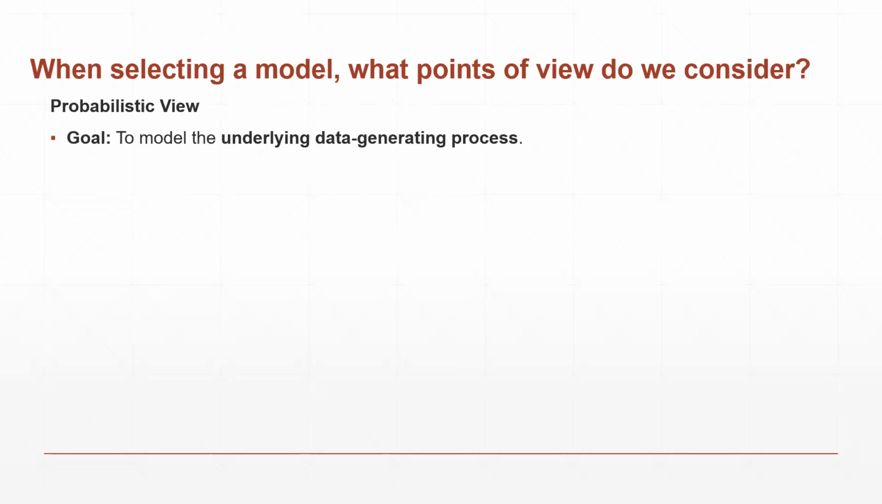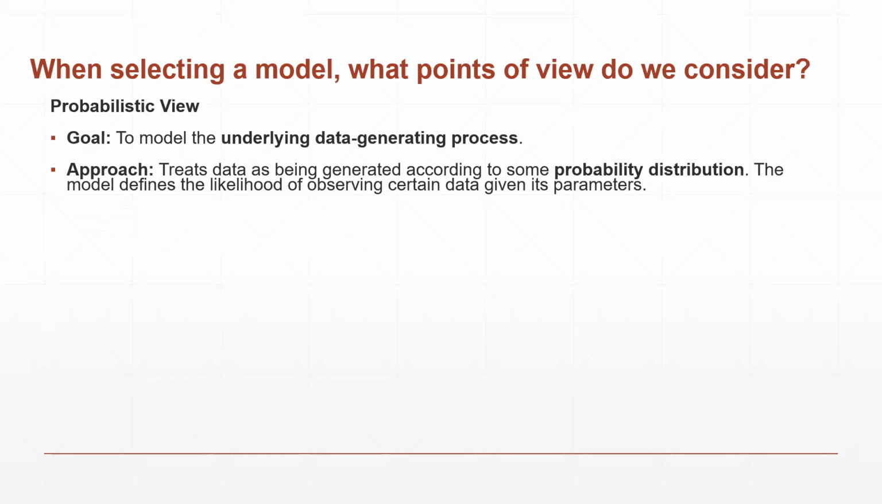So in the probabilistic view, the goal of the model is to model the underlying data generating process. Here we want to treat data as being generated according to some probability distribution. The model defines the likelihood of observing certain data values given its parameters.